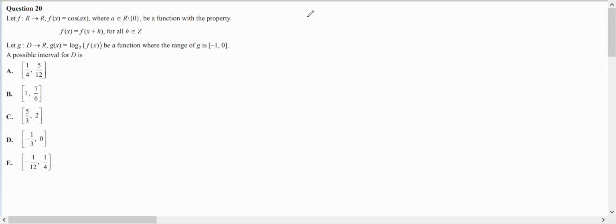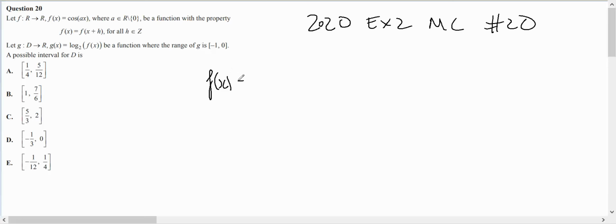Okay, this is the 2020 exam, multiple choice question number 20. I've got f of x equals cos of ax. Therefore, the period is going to be 2 pi on top of a.